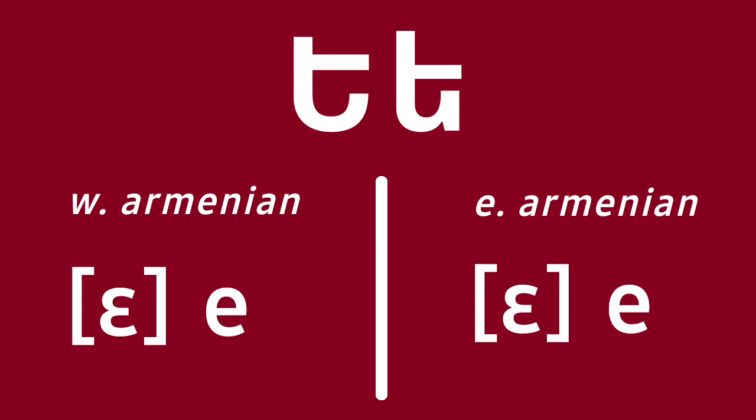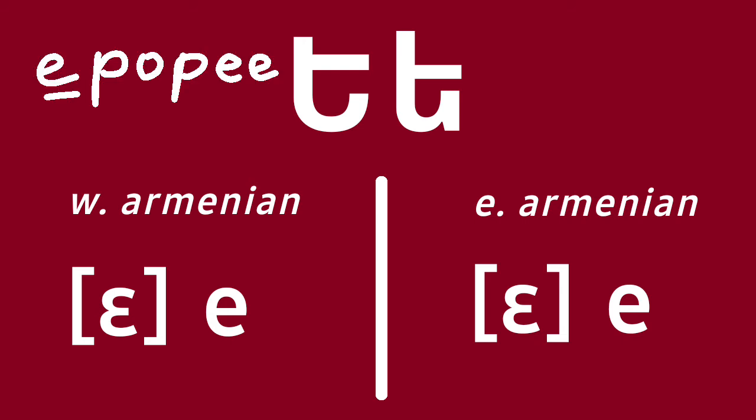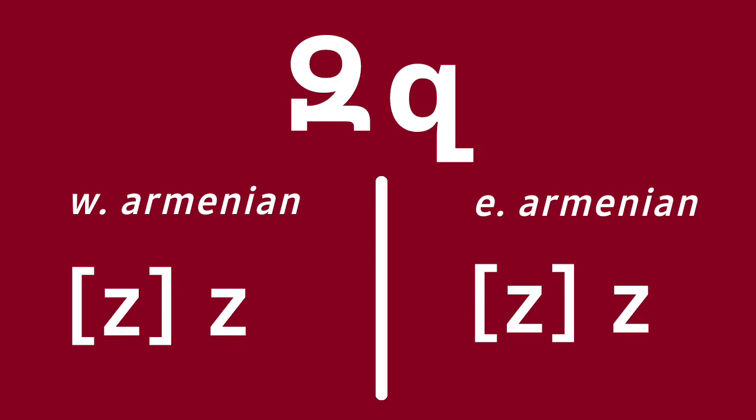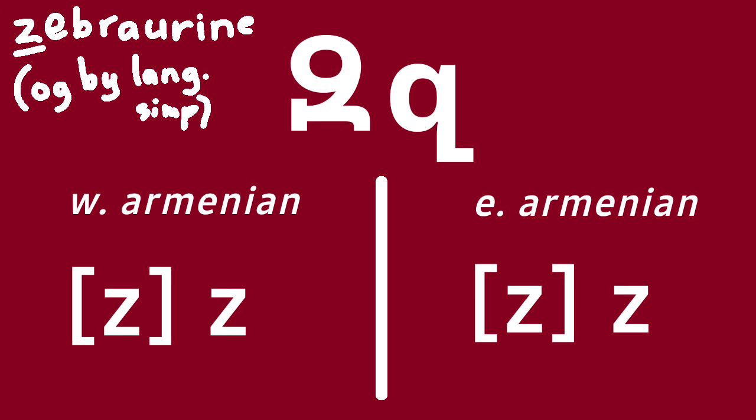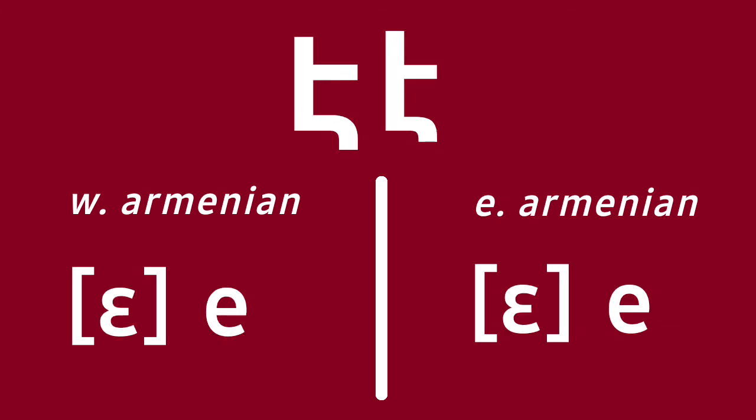Yech is Ben, but upside down. At the start of words it's pronounced yeah. Everywhere else it's as in epopee. Za is another Q ripoff that makes the Z sound, z, like in zebra urine. The next one is just yech, but not yech. It makes the same sound.